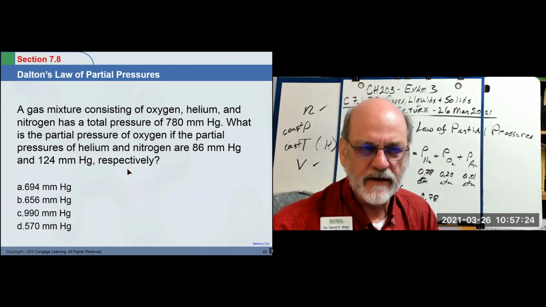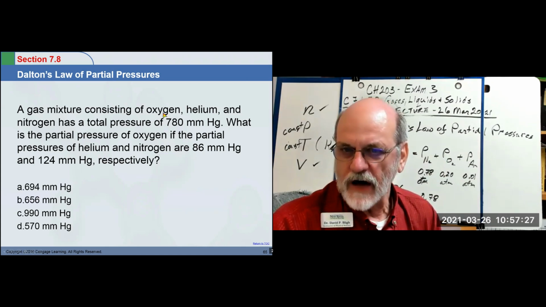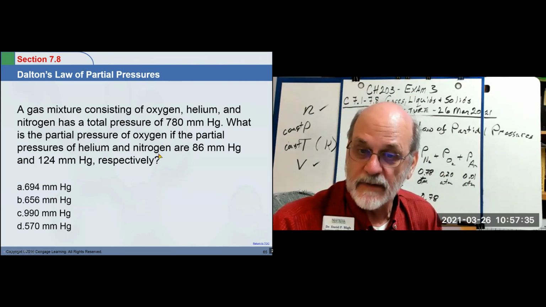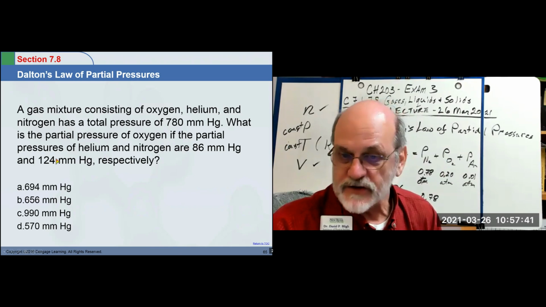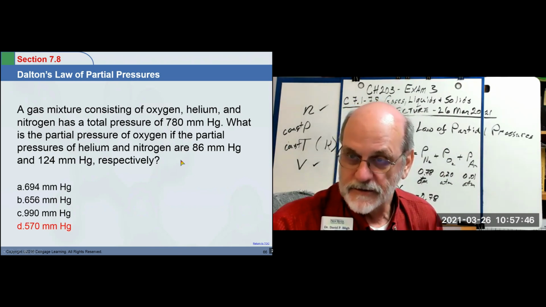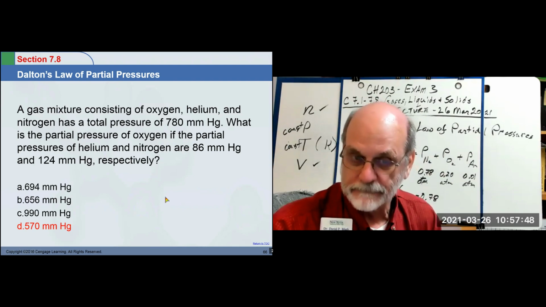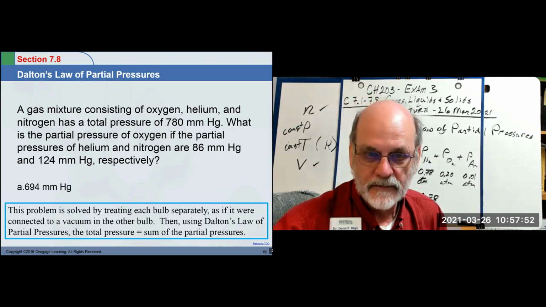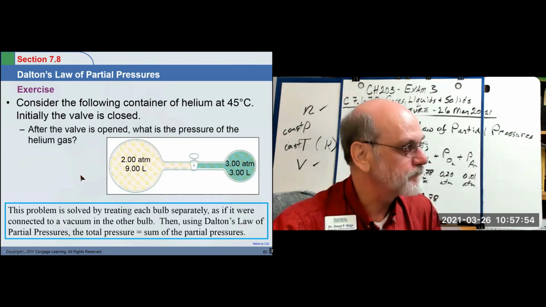So let's see what this one says. If you have oxygen, helium, and nitrogen with a total pressure of 780 millimeters of mercury, what's the partial pressure of oxygen if the partial pressure of helium and nitrogen are 86 and 124 millimeters respectively? You just subtract these two from the total and you get oxygen. It's 570 millimeters of mercury. Okay? It's really very simple and powerful, as a matter of fact.